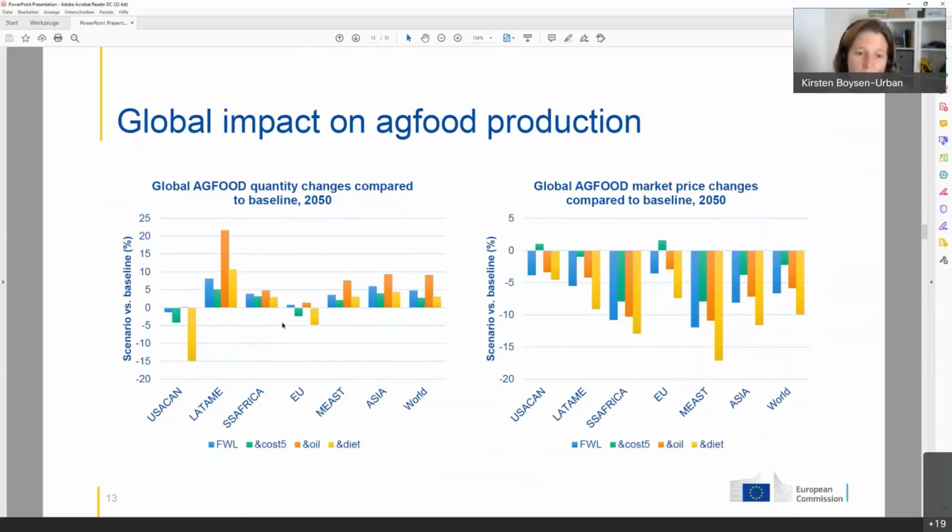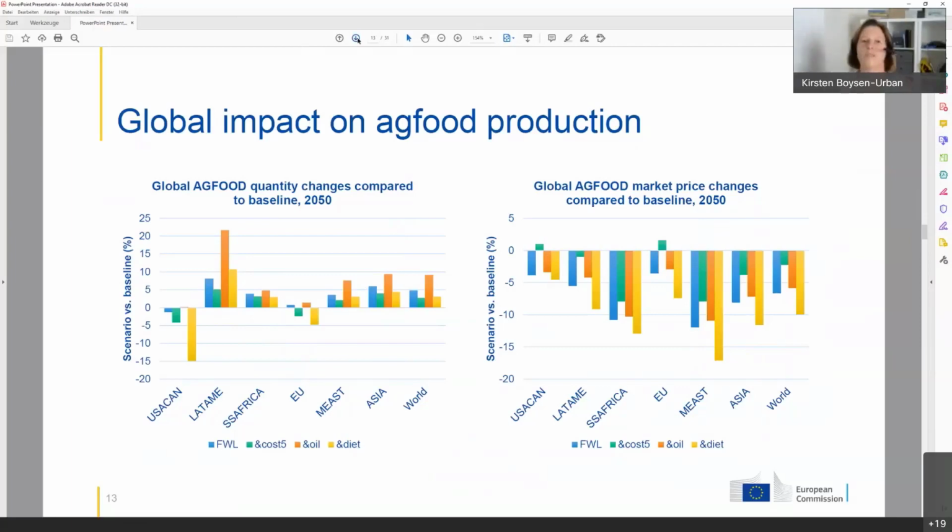And we see, in addition, that also the dietary changes combined with food waste and loss reductions are beneficial for many of the regions, except for high-income countries, with a view on agricultural production. And we see on the right-hand side that there are market price changes driven by these developments that lead to market price changes between 5% and higher than 15% when we look at the Middle East.